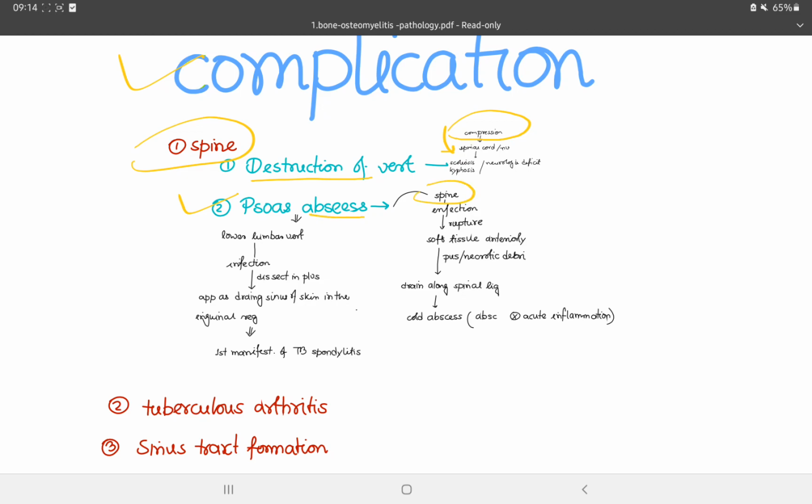When it causes infection in the spine, it will also cause infection and rupture of the soft tissues anteriorly. Then pus or necrotic debris now drain along the spinal ligaments and cause cold abscess formation. This abscess is not seen in acute inflammation. When the osteomyelitis occurs in the lower lumbar vertebra, it will cause infection and dissect and appear as a draining sinus of the skin in the inguinal region, and it is the first manifestation of TB spondylitis, and it may also cause tuberculous arthritis.